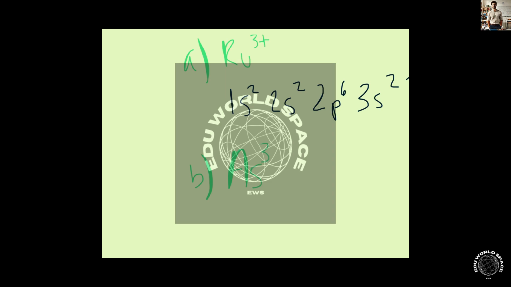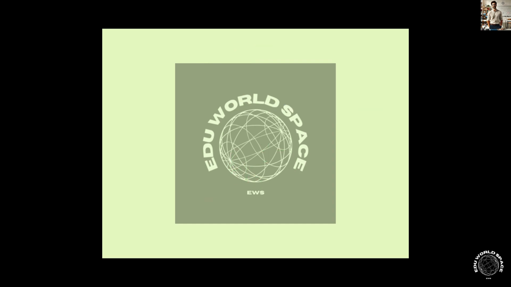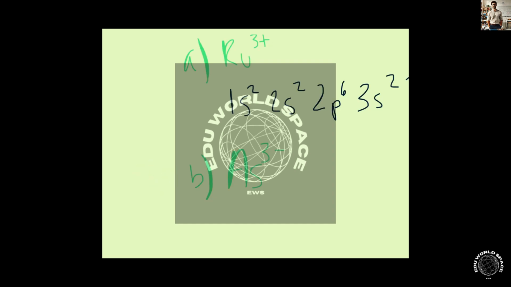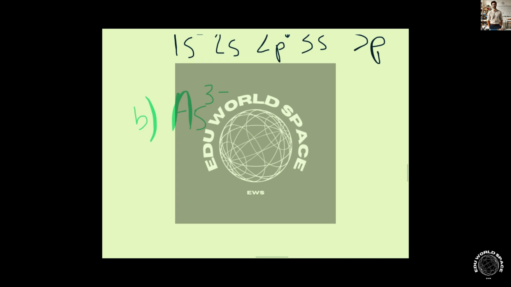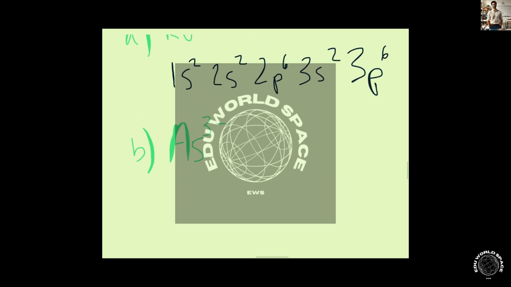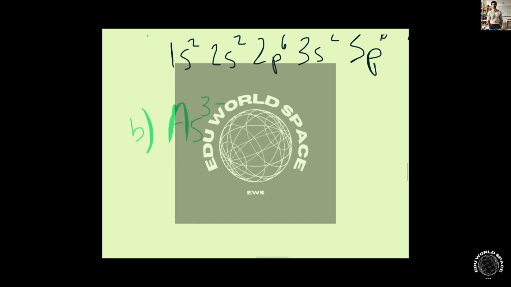So the next one we'll do is As. Okay, so let's find that on the periodic table. So arsenic with atomic number 33, and it has a -3 charge, which means it's gained 3 electrons. So let's get started, and then we'll deal with the additional 3 electrons when we get to it.